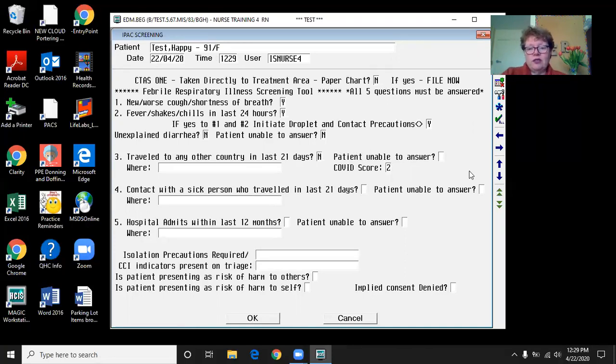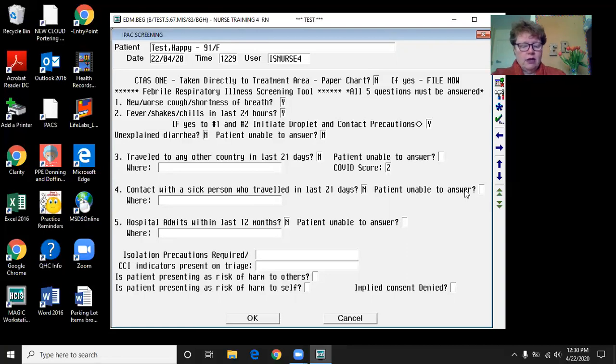They've got a potential COVID score here. And we're going to enter. This is in test mode, by the way. Contact with a sick person who traveled in the last 21 days? And that answer is no. Are they unable to answer? And then hospital admits within 12 months. And our answer is no for this patient as well. Knowing that all of these have been in existence for quite a while, the FRI screening tool is our means of helping with infection control. So for admits within the last 12 months, you put in or state the hospital that they were in. Enter.